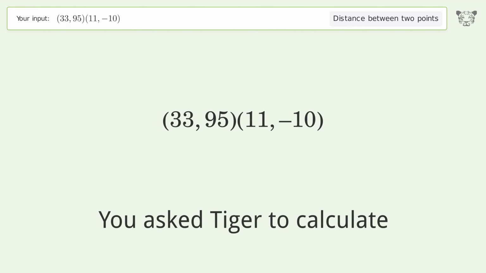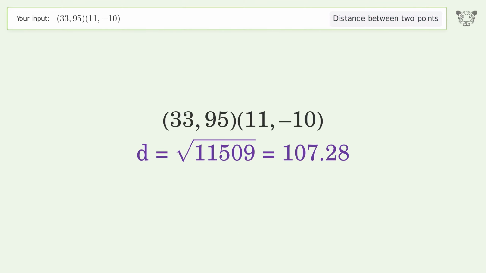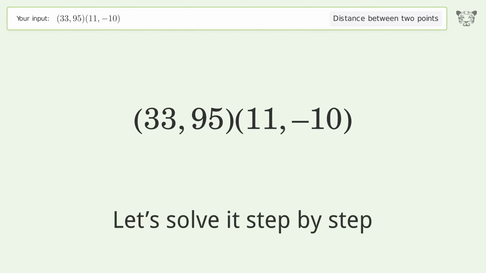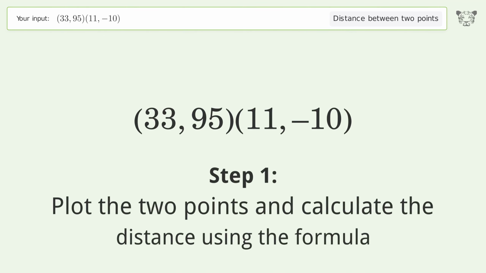You ask Tiger to calculate. This deals with the distance between 2 points. The distance between the 2 points is the square root of 11,509, or 107.28. Let's solve it step by step. Plot the 2 points and calculate the distance using the formula.